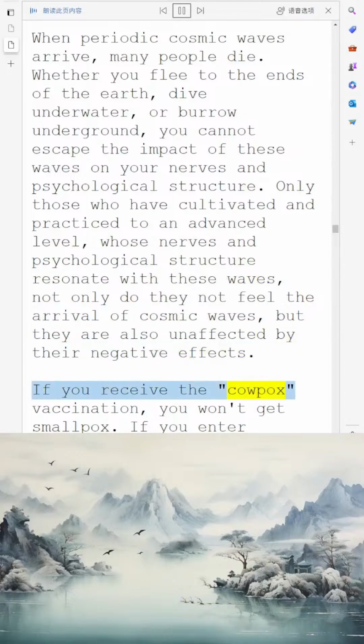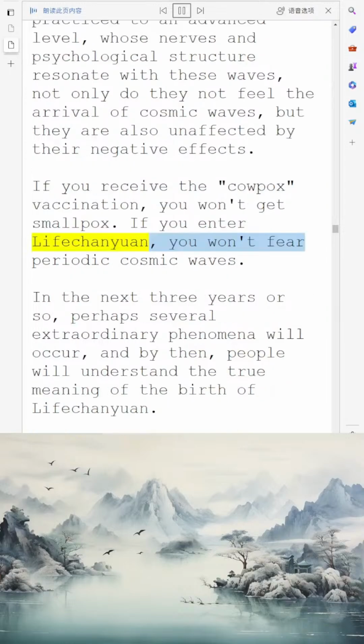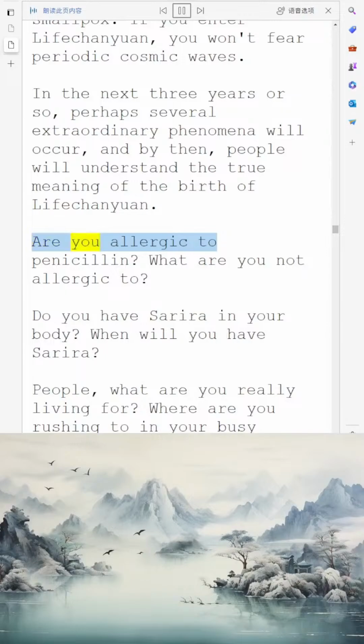If you receive the cowpox vaccination, you won't get smallpox. If you enter Life-Genuine, you won't fear periodic cosmic waves. In the next 3 years or so, perhaps several extraordinary phenomena will occur, and by then, people will understand the true meaning of the birth of Life-Genuine. Are you allergic to penicillin? What are you not allergic to? Do you have sarira in your body? When will you have sarira?